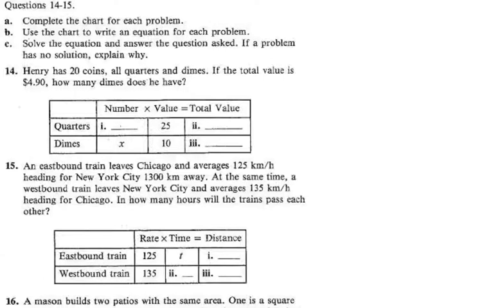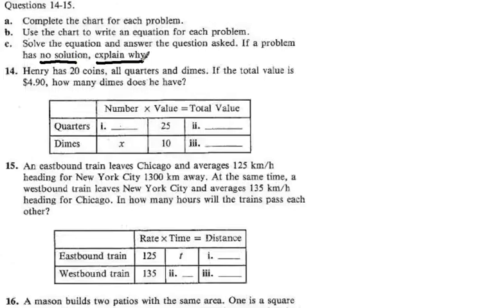All right, here's the last part. The second page, chapter 4, test, Form A. We're going to complete the chart for each problem, and we're going to use a chart to write an equation for each problem, and then we're going to solve each equation and answer the questions that were asked. If a problem has no solution, I'm going to explain why.